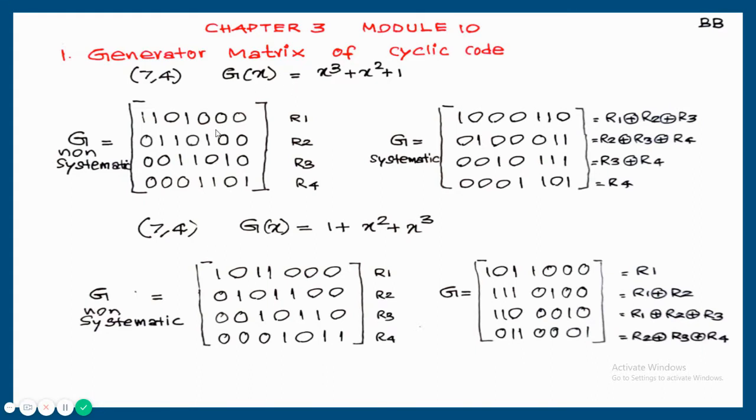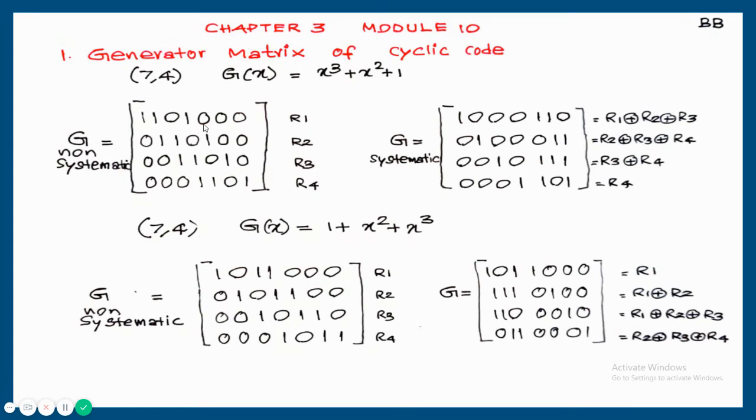Once you have this non-systematic generator matrix, it can be converted to a systematic generator matrix. How to convert it? For systematic form, the requirement is the [I P] format. Because the polynomial is x cube plus x square plus 1, for a (7,4) code a 4 by 4 identity matrix can be written here without any calculation. So this I portion is completed. Our first row is going to start with 1000. Check if any row starts with 1000 or not. There is no row starting with 1000.